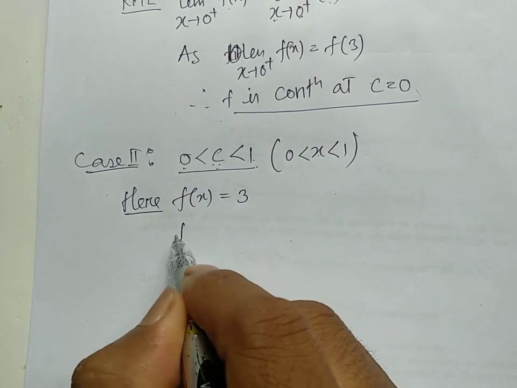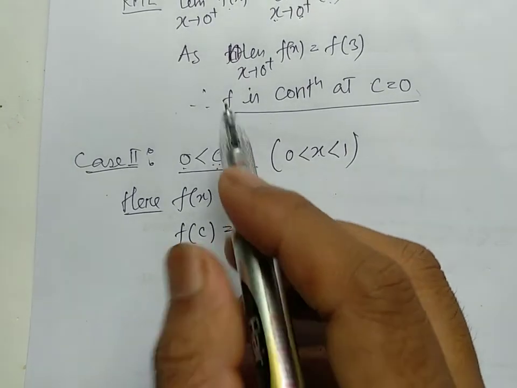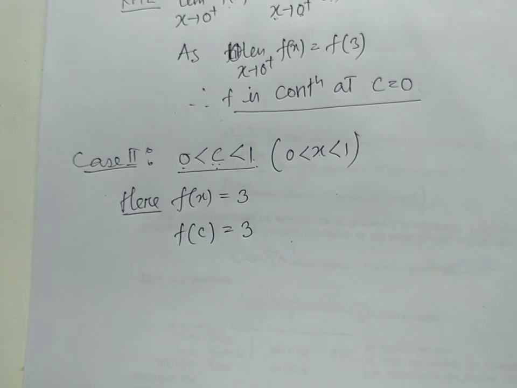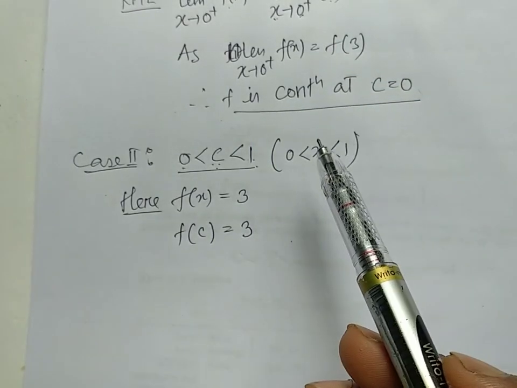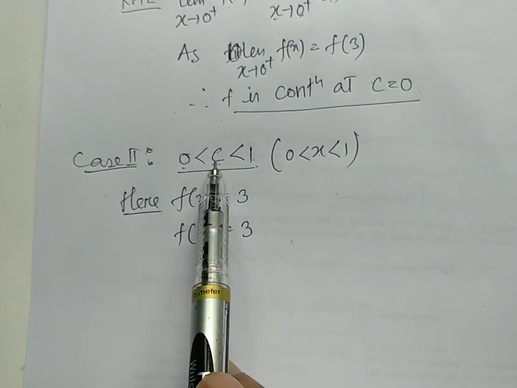So first of all, we will try to find out f of c. f of c is equal to what? 3. In the earlier cases, what did we get? We got c is equal to 0. But here c does not have any specific value.